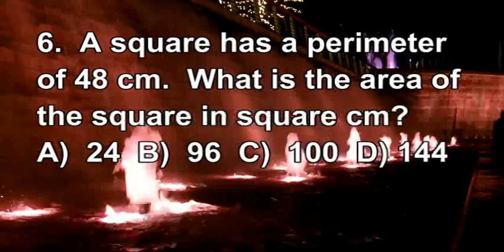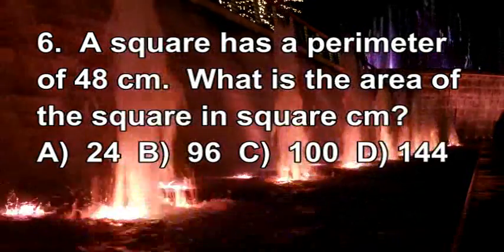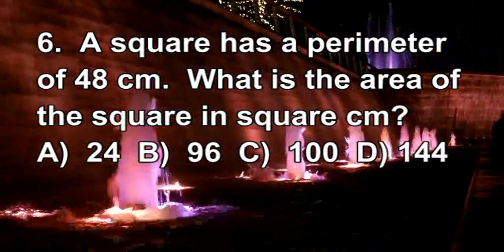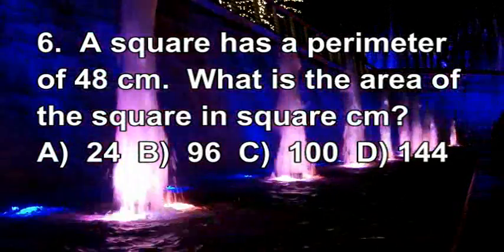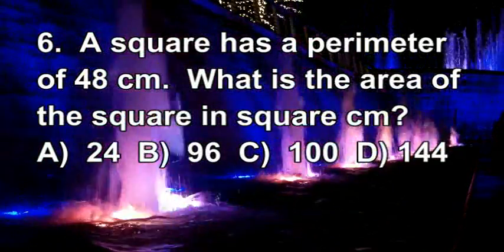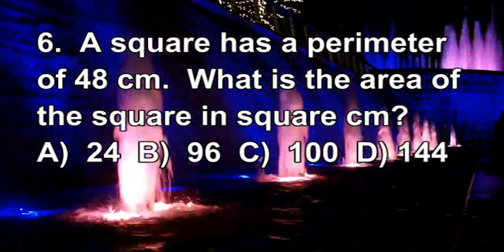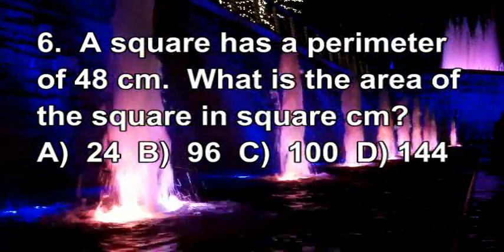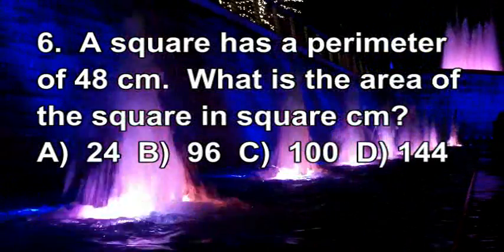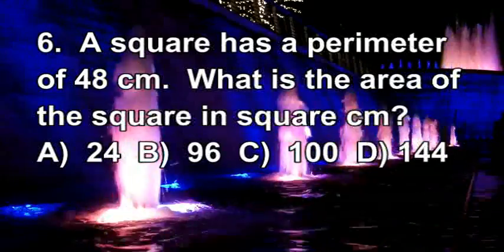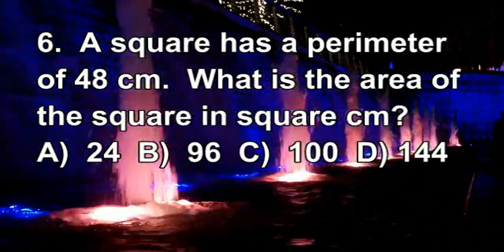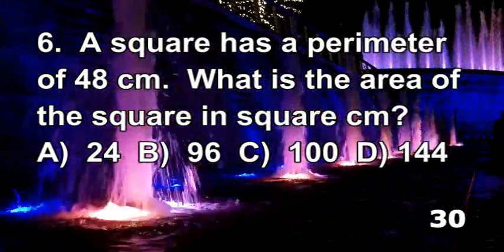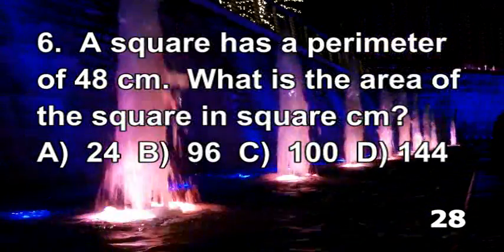And finally, let's do a problem with more power. Number 6. A square has a perimeter of 48 centimeters. What is the area of the square in square centimeters? Would it be A, 24, B, 96, C, 100, or D, 144? To do the problem, draw a square and see if you can figure out how long each side is.